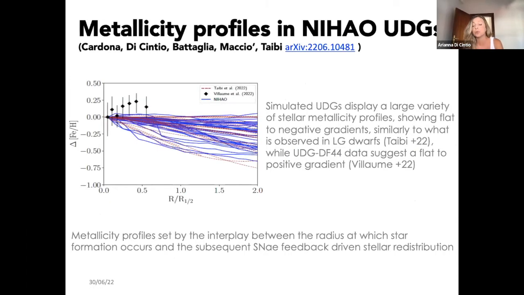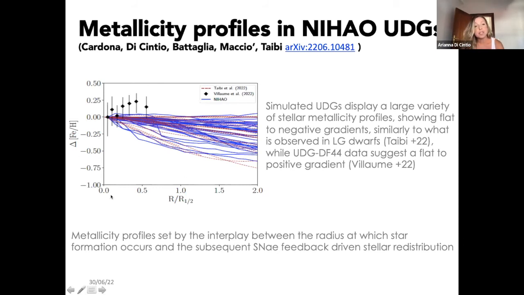Moving now to the dwarf galaxy regime, we've done a lot of work on ultra diffuse galaxies. As you know, ultra diffuse galaxies have the stellar mass of a dwarf, but the size of a large spiral galaxy. So they're extremely faint and diffuse and difficult to find. This is a paper that we just put out on arXiv last week with our PhD student, Salvador Cardona, in which we look in detail at the stellar metallicity profiles in NIHAO simulation UDGs.